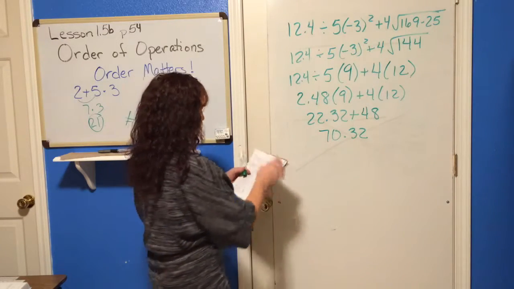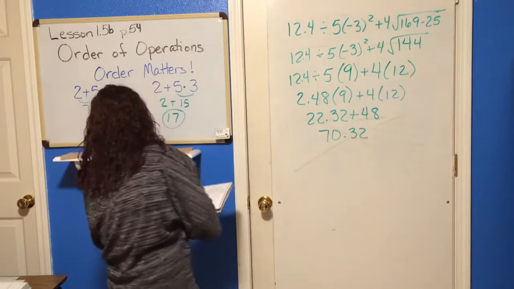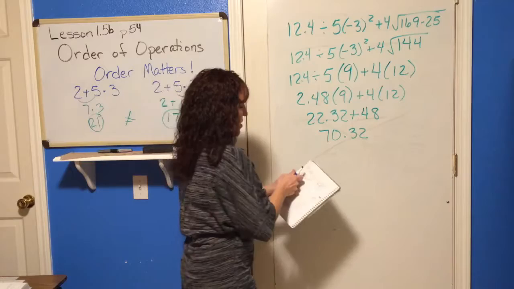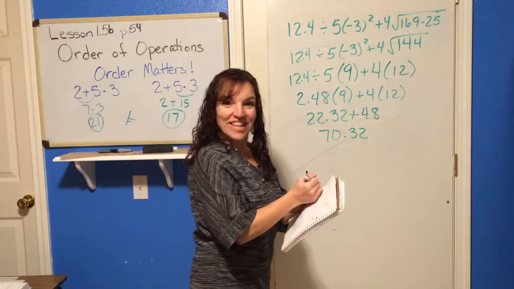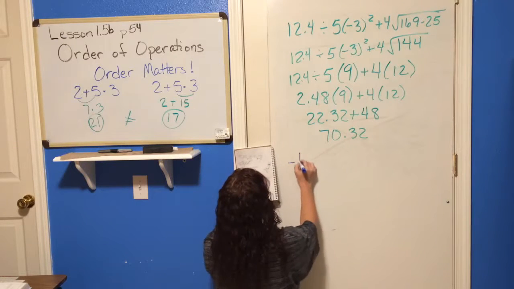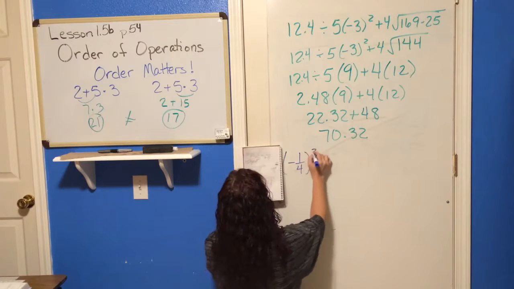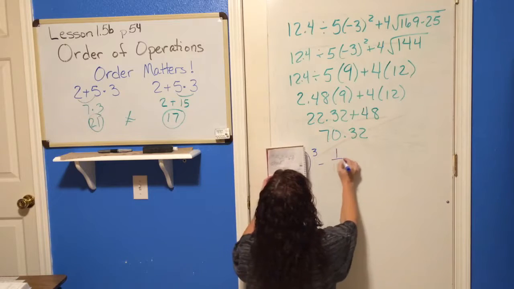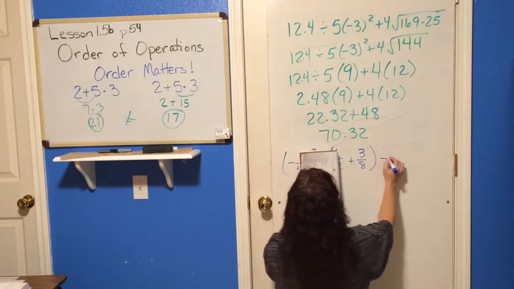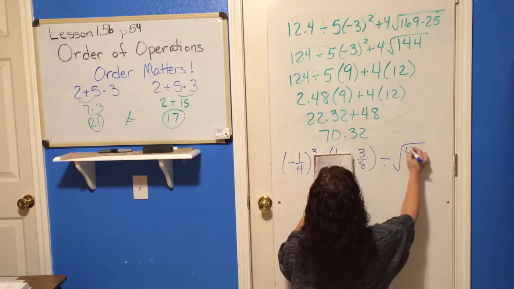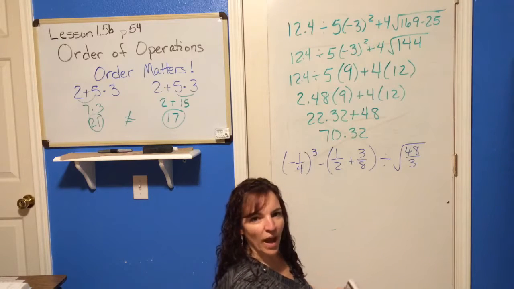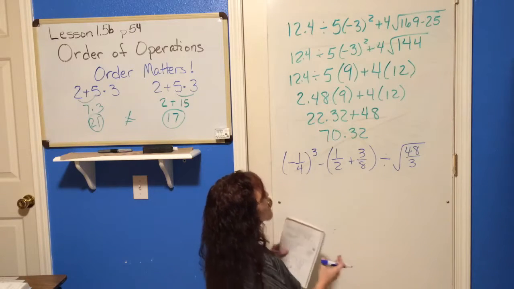Let's do one more. Let's do one with fractions, because I know you love fractions, right? Yes, we do. All right, here we go. We're going to do negative 1/4 cubed minus 1/2 plus 3/8 divided by the square root of 48 thirds. All right, and don't scream and run away. This isn't hard. This is one step at a time.